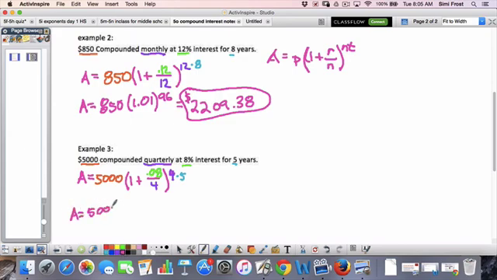So we do 5,000 times 1 plus 0.08 divided by 4, and we get 1.02. Raise the whole thing to 4 times 5 is 20. And the whole thing ends up to be $7,429.74. Make sure you round correctly.